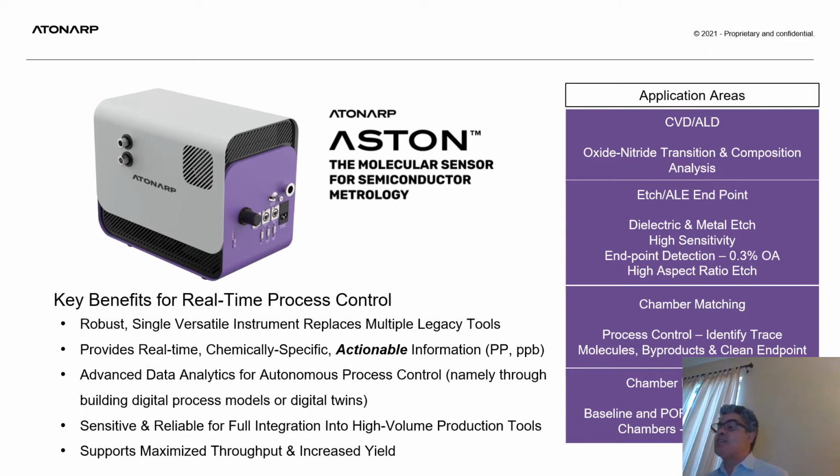Some of the use cases include CVD and ALD, such as the oxide-nitride process used in 3D NANDs; low open area percentage and high aspect ratio endpoint detection in dielectric, polysilicon, and metal etch, such as contacts and vias; and chamber fingerprinting and matching, where baseline and process POR are required to be within sub 1% for copy exact initiatives.